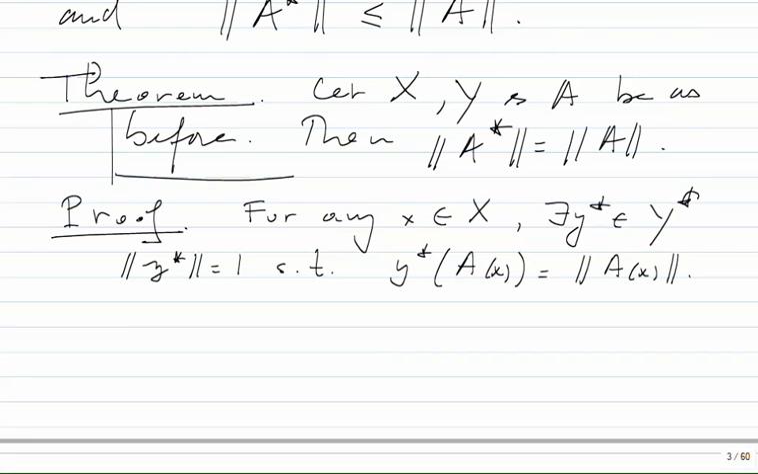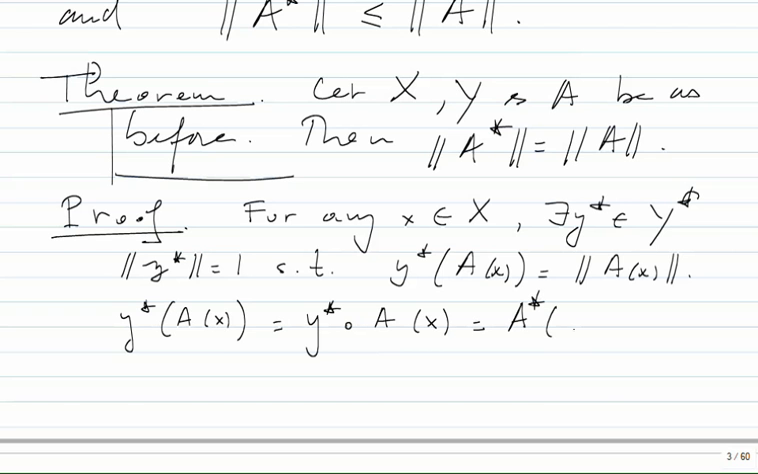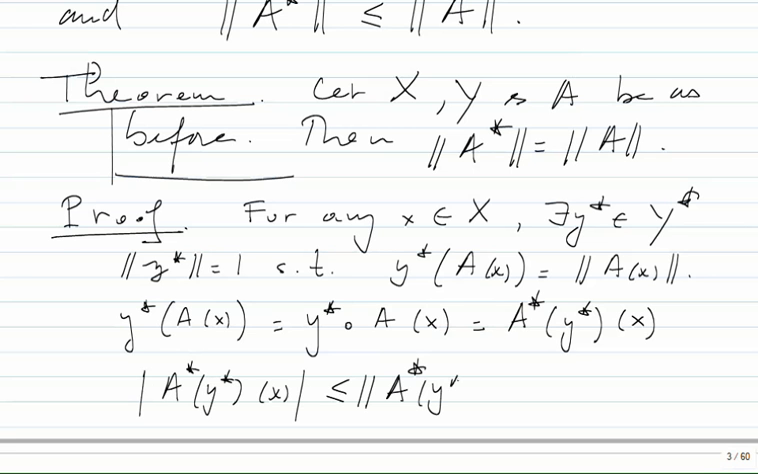So now, what do we have? y star of A of x, that is y star composed with A of x, and that is A star y star of x by definition. Remember that A star y star belongs to X star, the dual of X. So that's why it does make sense: A star y star of x is a real number. So we have now that the absolute value of A star y star of x is less than or equal to the norm of A star y star times the norm of x.